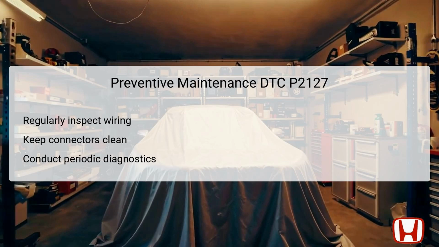To prevent recurrence of DTC P2127, proactive maintenance is key. Regular inspections of the wiring harness and connections associated with the APP sensor should be scheduled as part of routine vehicle care. Look for signs of wear, fraying, or corrosion that could negatively affect performance. Keeping connectors clean and free from dirt ensures solid electrical connections, preventing future low-voltage errors. Additionally, conducting periodic diagnostics using the HDS will allow quick identification of any developing issues before they escalate into significant problems. Building these practices into your maintenance routine provides an extra level of assurance in the vehicle's reliability and safe operation.